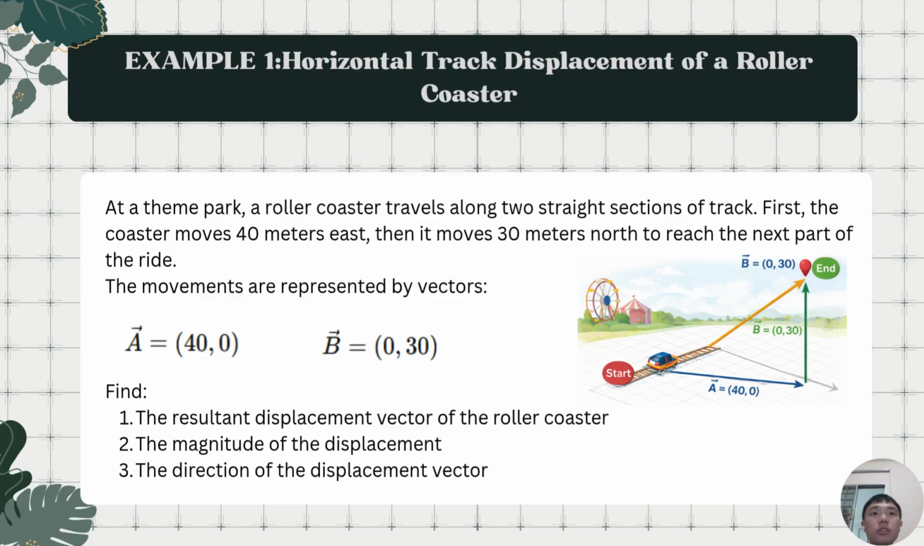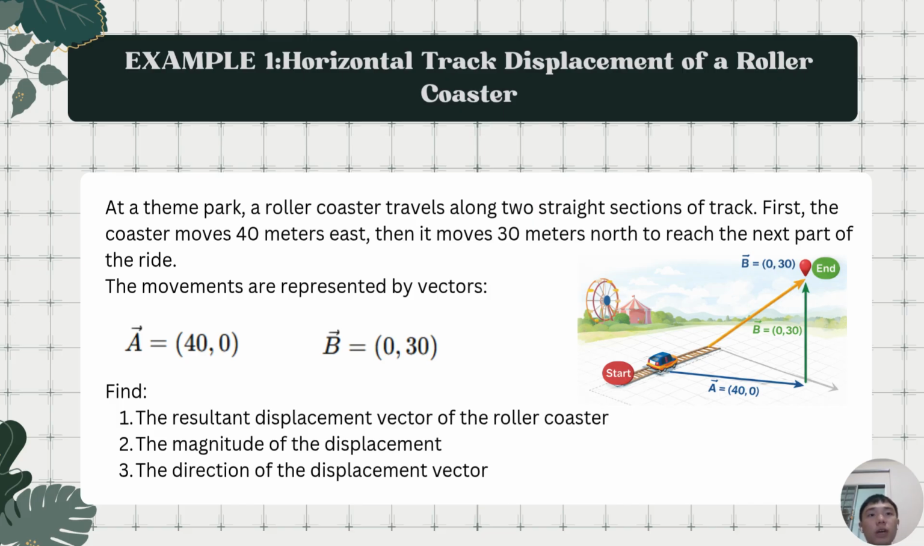Alright, for this scenario, the first movement is represented by vector A, which is (40, 0). This means the roller coaster moves 40 meters along the x-axis, which represents east, and 0 meters along the y-axis. The second movement is represented by vector B, which is (0, 30). This means the roller coaster moves 0 meters along the x-axis and 30 meters along the y-axis, which represents north. So from these two vectors, we need to determine three things.